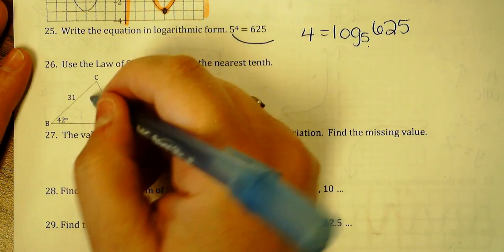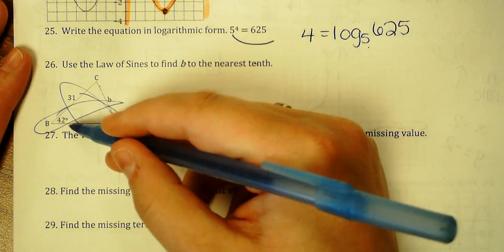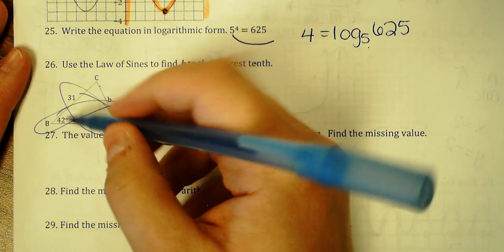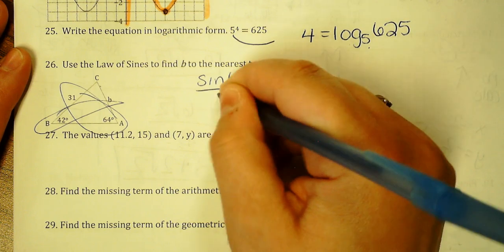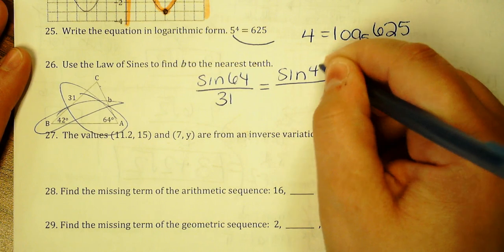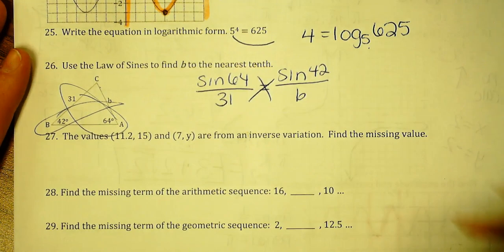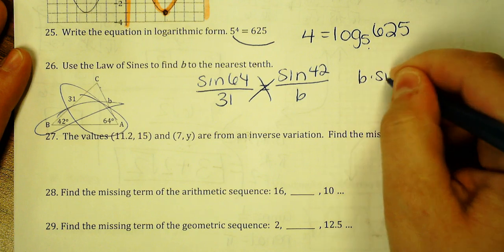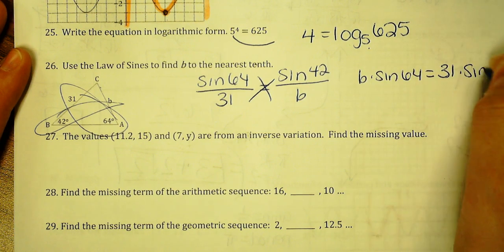All right, law of sines. And I could figure out the third angle if for some reason I needed it there, but I'm just going to do sine of 64 over the side across from it is proportional sine of 42 over the side across from it. We're going to cross multiply here. So b times the sine of 64 equals 31 times the sine of 42.